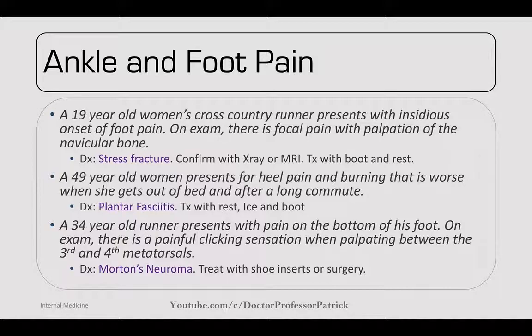Next case is a 49-year-old who presents with heel pain and burning that is worse when she gets out of bed and after a long commute. This is more likely a plantar fasciitis. You can treat this with rest, ice, and also a boot.